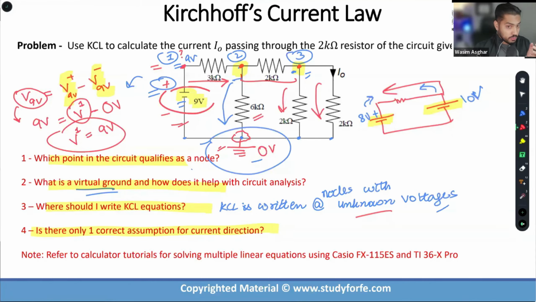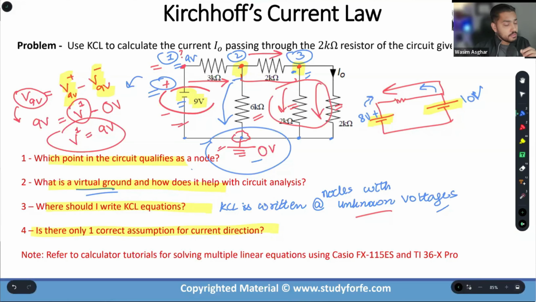So I've now assumed the direction of current through this 6K. I've assumed the direction of current through this 2K. I've assumed the direction of current for this 2K, right? So as you can see, both of these currents are leaving. So there must be a current that is entering.